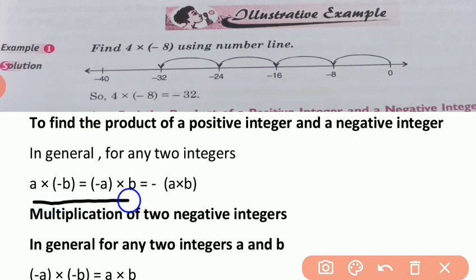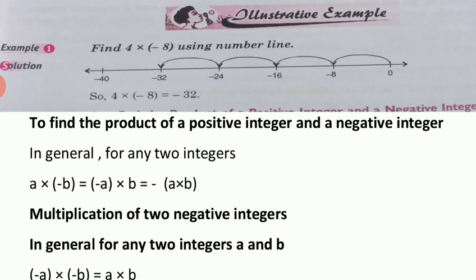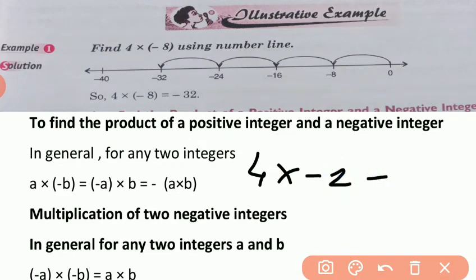We can write it in the form of minus a cross b. For example, 4 into minus 2. If we multiply this, 4 2s are 8 and the sign will be minus. So you can see that it is in the form of minus a into b.